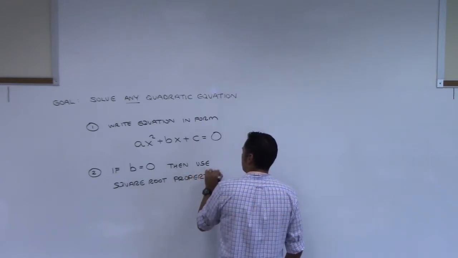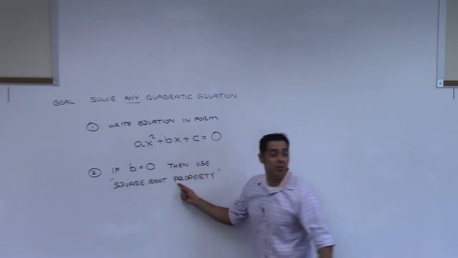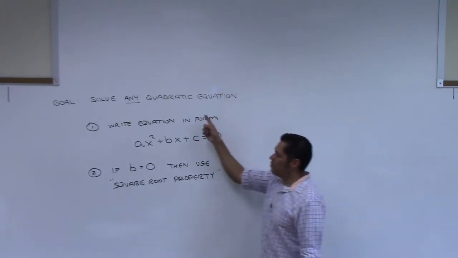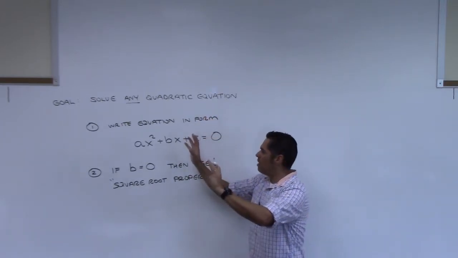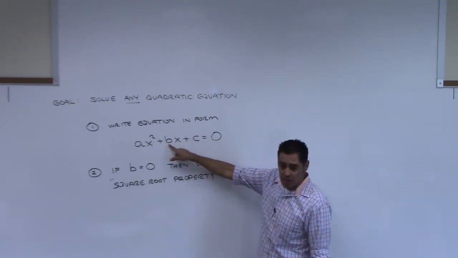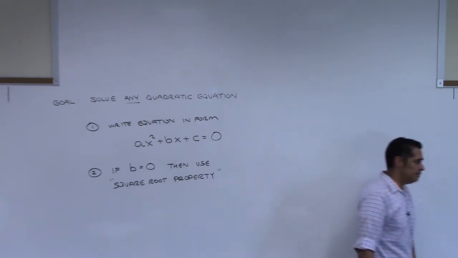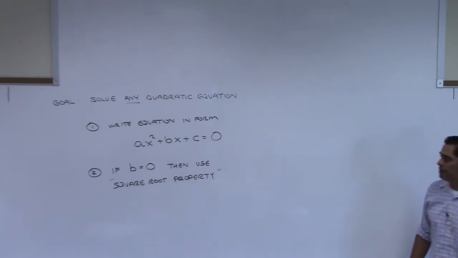Now, we haven't talked about the square root property. I have not shown you that yet, all right? But I'm telling you that if we're trying to solve a quadratic equation and we move everything over to one side and that number right there is 0, then we're going to do something very special, all right? If that number is 0.